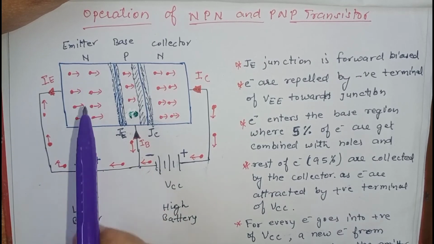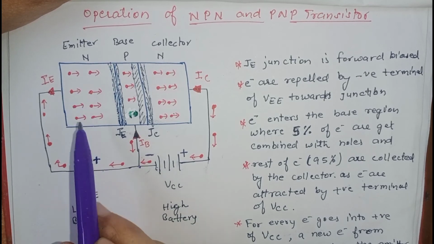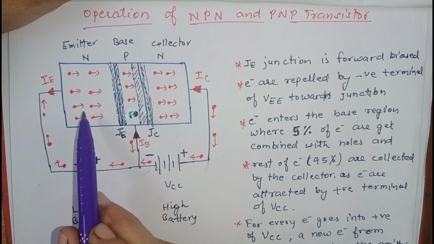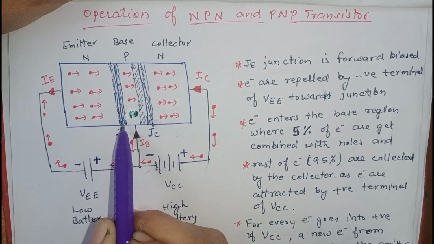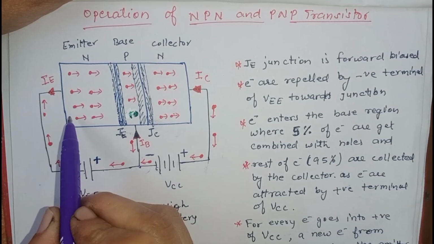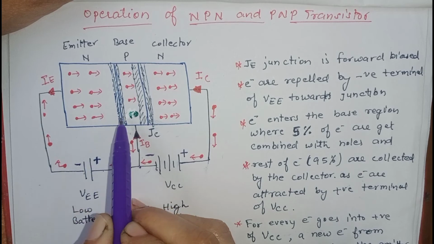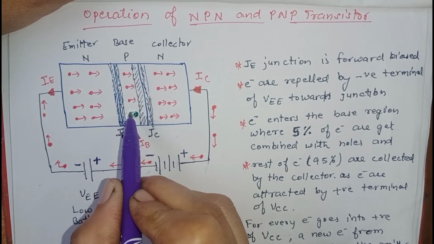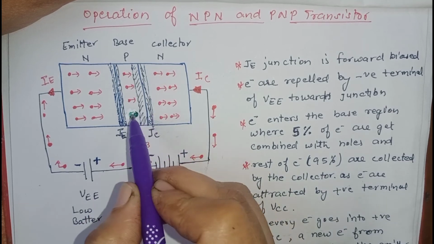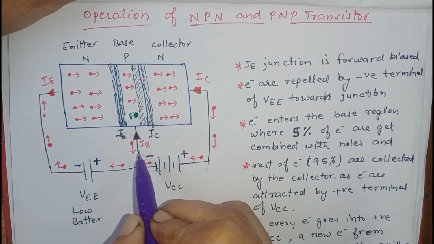As this N region, the emitter, is connected to the negative terminal, the electrons in this region are the majority charge carriers, and these electrons are repelled by this negative terminal, so they move towards the emitter base junction. The movement of these electrons constitutes emitter current. Because this junction is forward bias, the potential barrier here is reduced, so they cross this junction and reach the base region. Here some of the electrons combine with the holes and constitute base current.